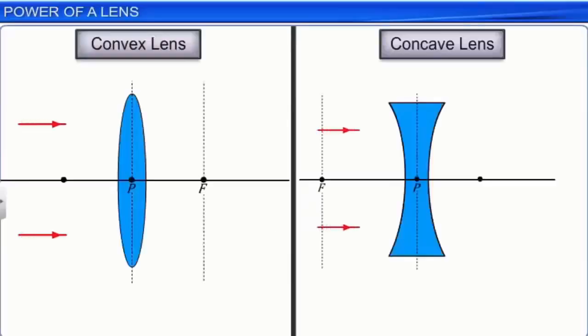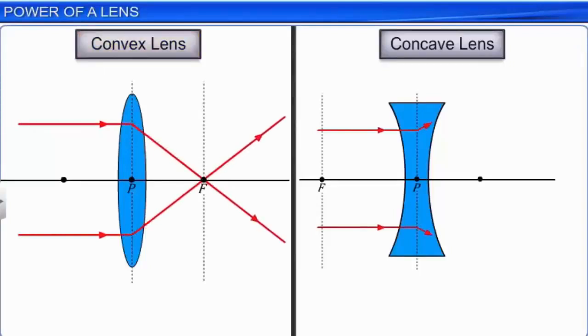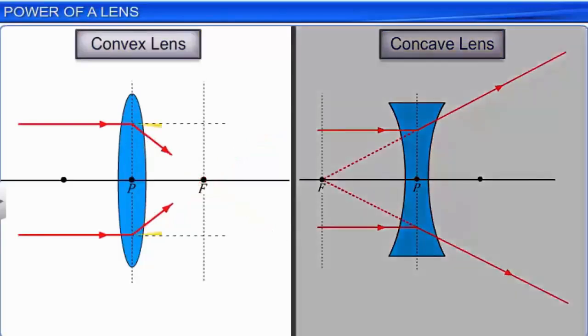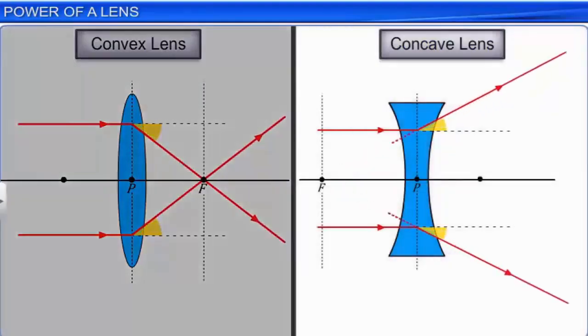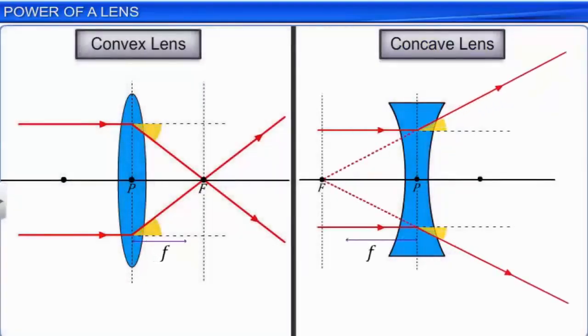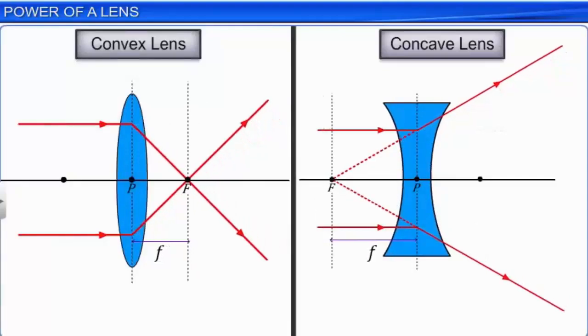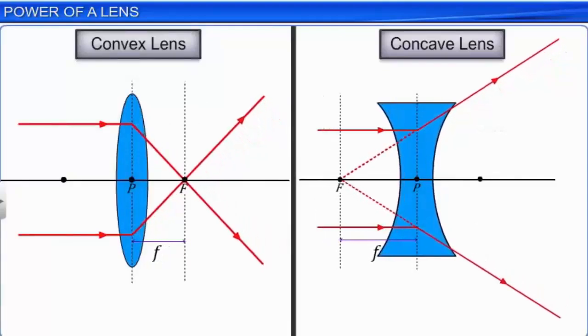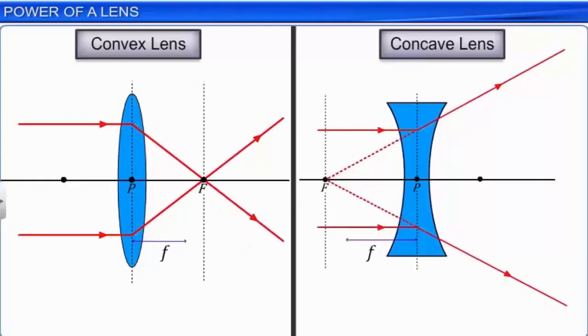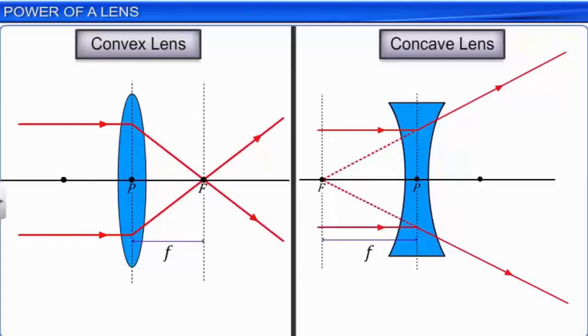We know that light rays, when incident on a lens, converge in the case of a convex lens and diverge in the case of a concave lens. The degree of convergence or divergence depends on the focal length of the lens. If the focal length of a lens is small, then the convergence or the divergence of light is more. On the other hand, if the focal length of the lens is high, then the convergence or the divergence is less.